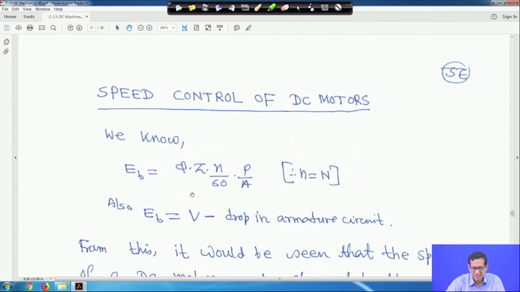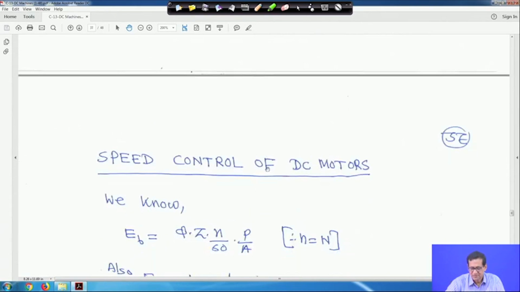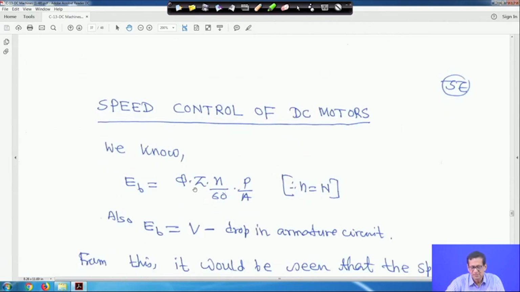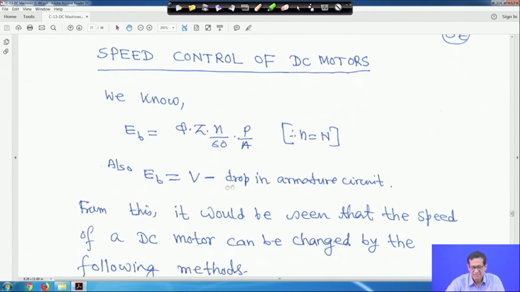Another thing is speed control of DC motor. We know EB is equal to phi Z N by 60 into P by A. So, N is equal to, EB is actually V minus the drop in the armature circuit.